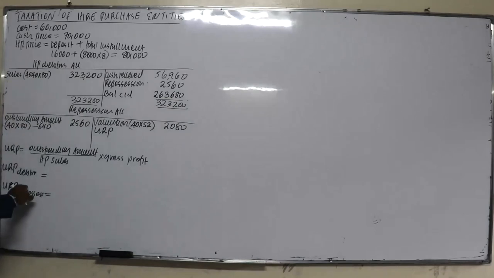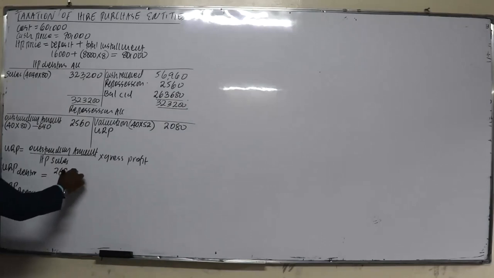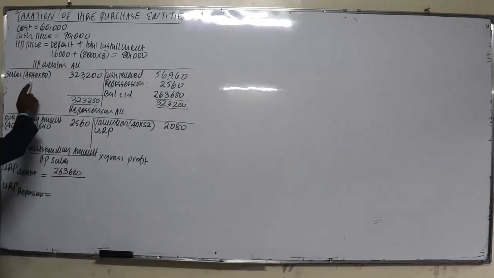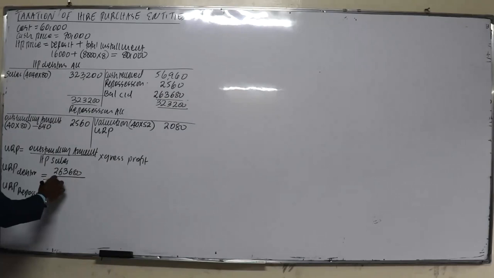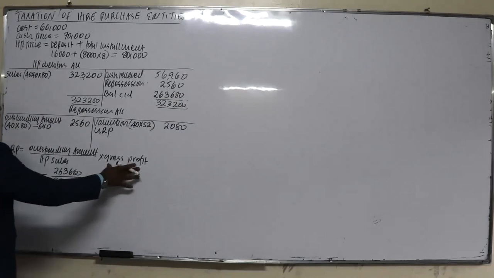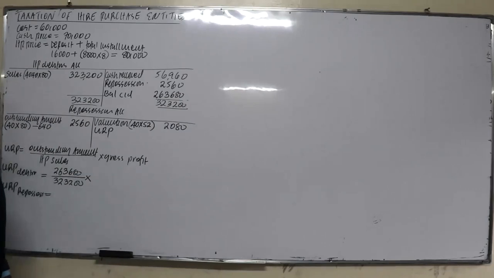Now let's do that. Unrealized profit on debtors. You take the outstanding amount, which is 263,680. You divide by the hire purchase sales. This was the hire purchase sales: 44 units each at 80, which was an amount of 3,520. You get the proportion. Then you multiply by the gross profit. How do you get the gross profit? Let me show you how to get the gross profit. It's very simple. How much is the selling price?